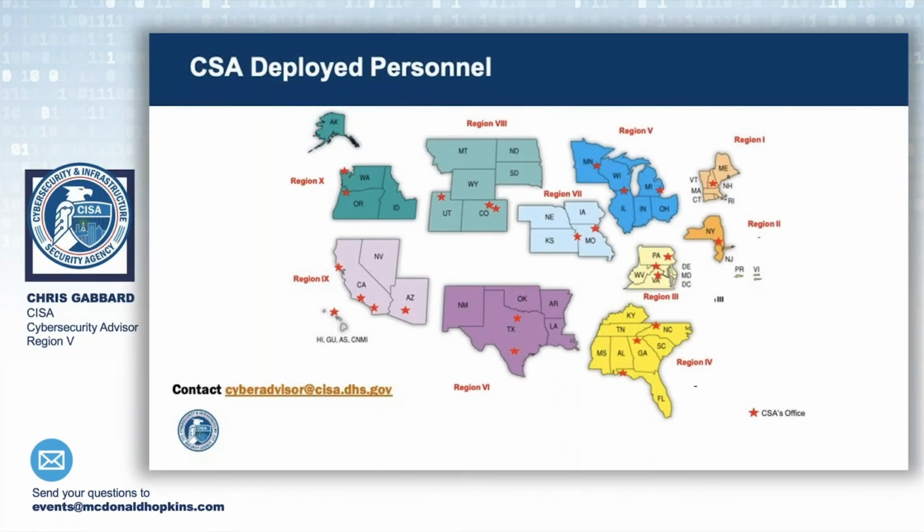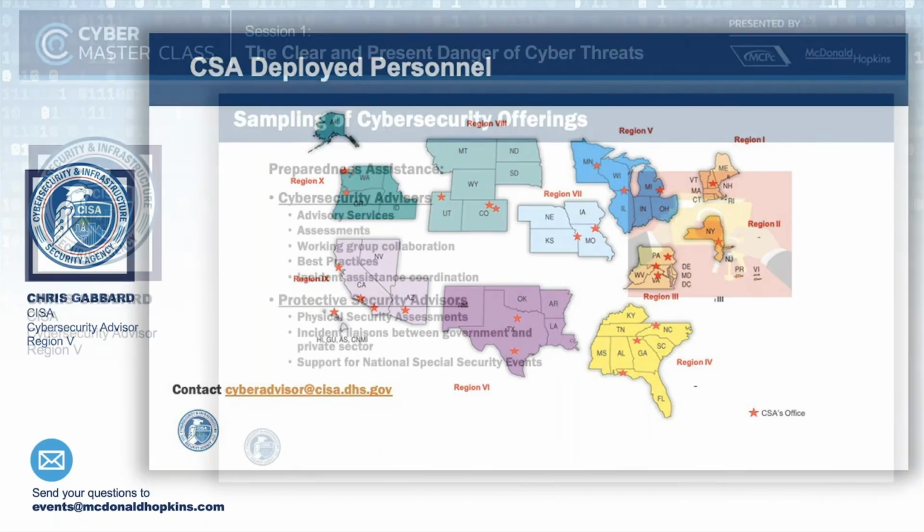And so this is just a map of CISA deployed personnel. As you heard earlier, we are in Region 5: Minnesota, Wisconsin, Illinois, Indiana, Michigan, and Ohio. There are about 24 of us currently spread across the US. In Region 5, there's myself in Minnesota, another CSA in Chicago and another CSA in Lansing, Michigan. So we are spread across the region here, and then across the nation.